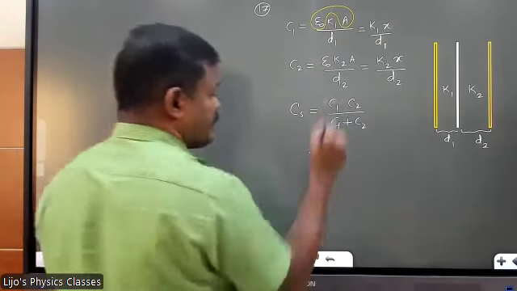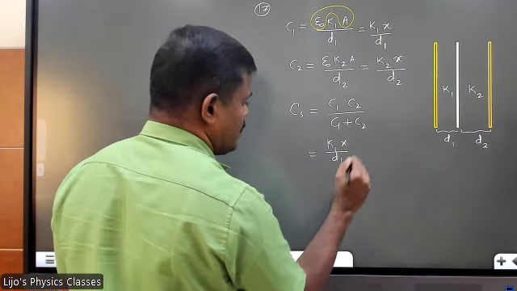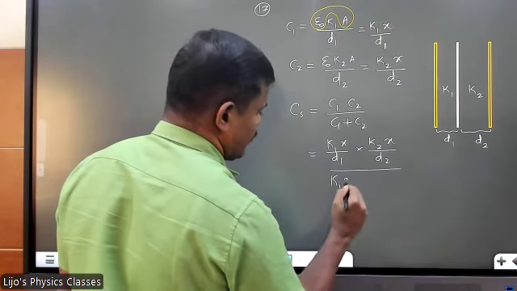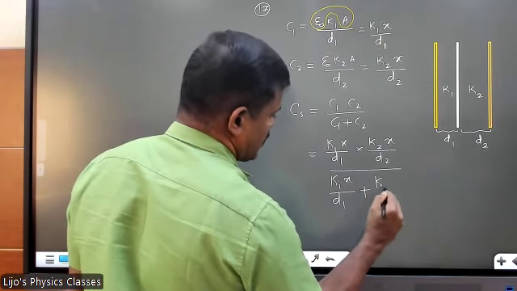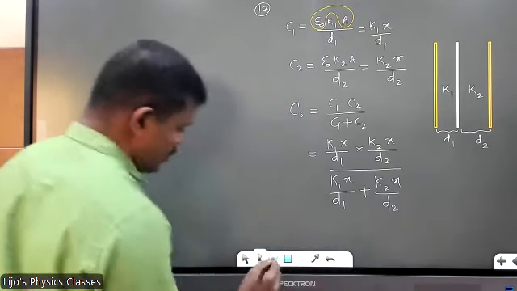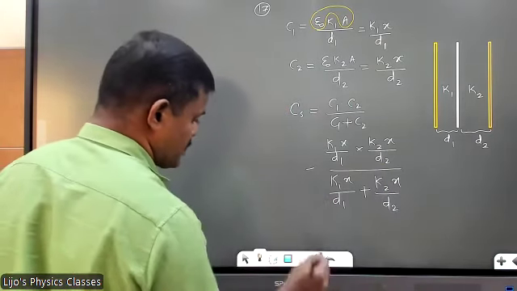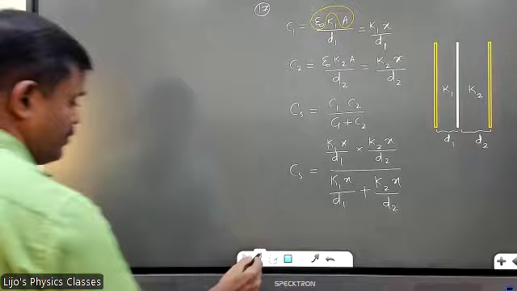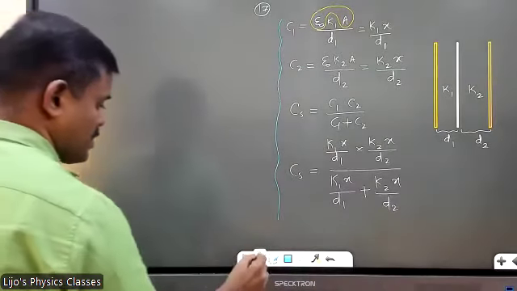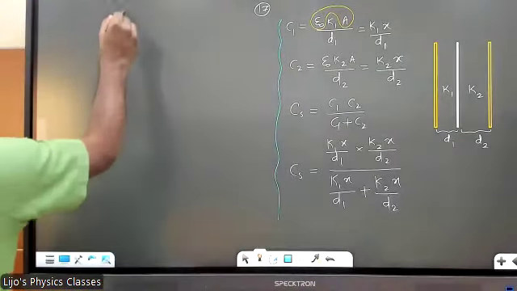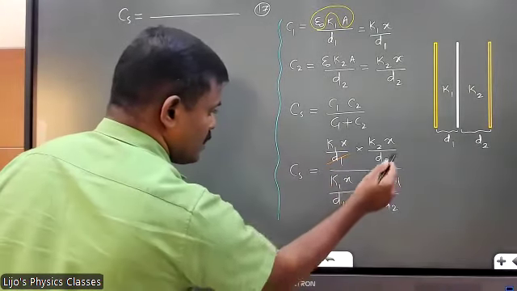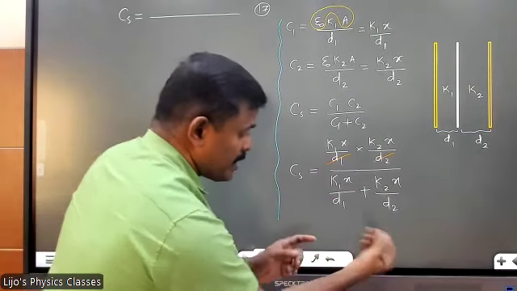What is C1? I can put it here. K1 x by D1 into K2 x by D2 divided by K1 x by D1 plus K2 x by D2. Okay. This is the total effective capacitance, C series. All right, I'll simplify this one more time. Let me simplify this. See this. I'm going to write that C series one more time. What is C series now? C series is equal to, all right, what's on the numerator? This D1, D2. Look at that. D1, D2 cuts after taking LCM.